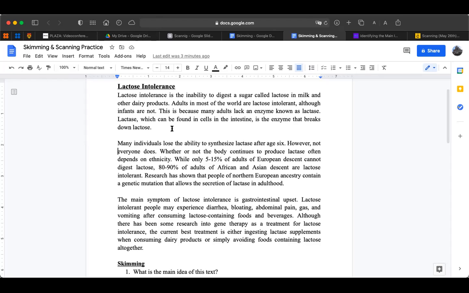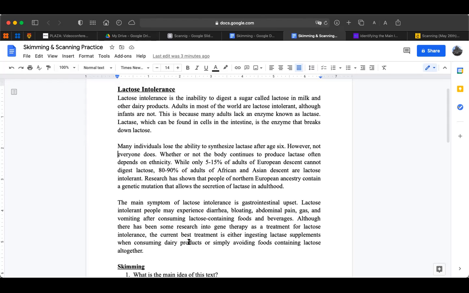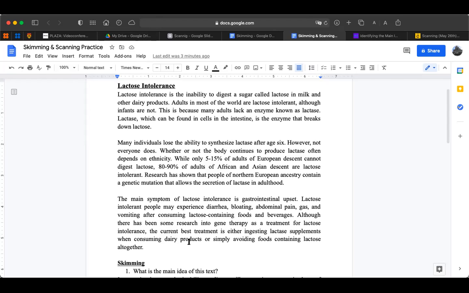Okay, so what do you guys put for the first one? When you skim, what is the main idea of this text? What do you guys think is the main idea? Okay, yes, it's about lactose intolerance, but what else? What else is the text telling us? Lactose intolerance serían como el topic. Pero the main idea of the whole text, de los tres párrafos, la idea principal. Una parte sí es sobre lactose intolerance. Okay, treatment, symptoms. Okay, what it causes, how it's caused. Okay, very good.